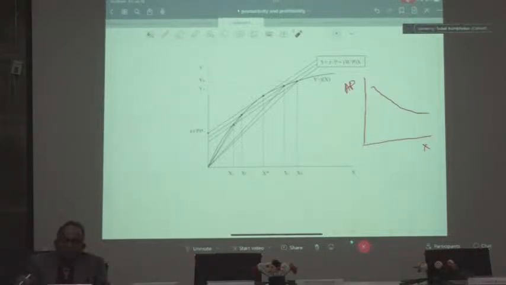Okay, again, let me ask it again. Your objective is to maximize profit. From this graph, can you tell me how much of X you are going to be using? Say it again.